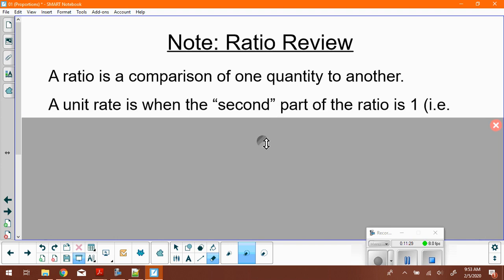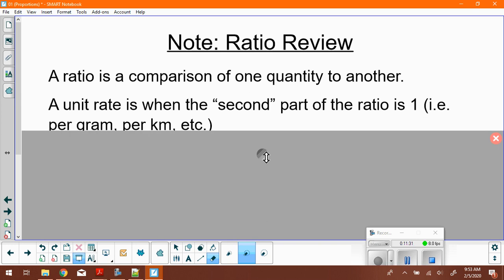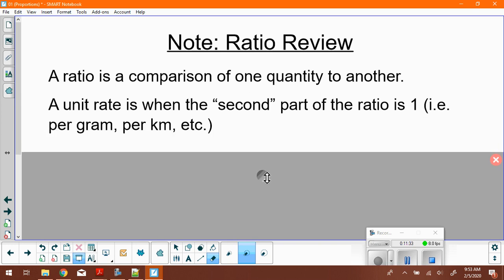A unit rate is when the second part of the ratio is 1. So when you see something in the store, like a unit price per gram, or a speed per kilometer, things like that. If I took that ratio I was just talking about, guys to girls in our class, that is 18 to 9.